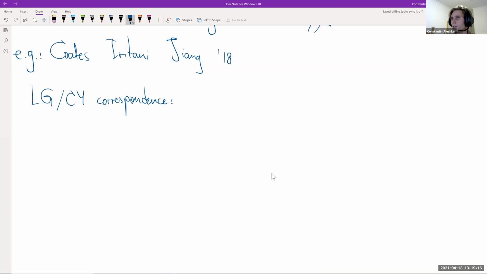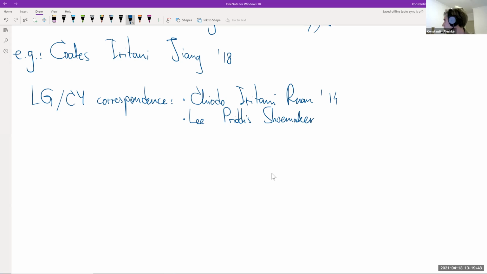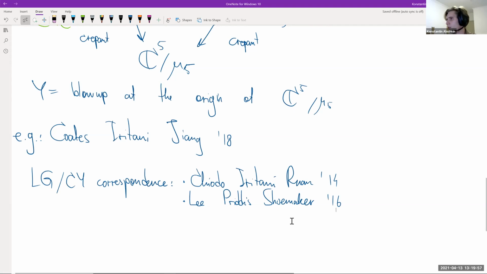And there are a few papers, like Chiodo, Iritani, Ruan, which I think was published in 2014, but was on arXiv in 2012 or so. This was done for Fermat hypersurfaces. Then maybe there is another paper by Lho, Pandharipande, and Shoemaker from 2016. I believe this was done for more than one model, say for the quintic threefold. And then many more.